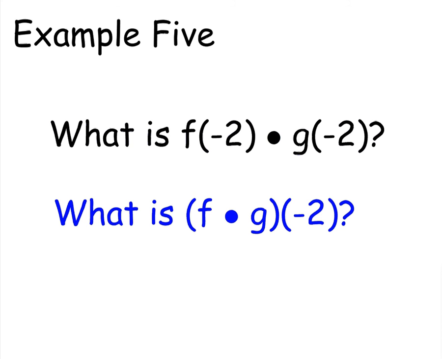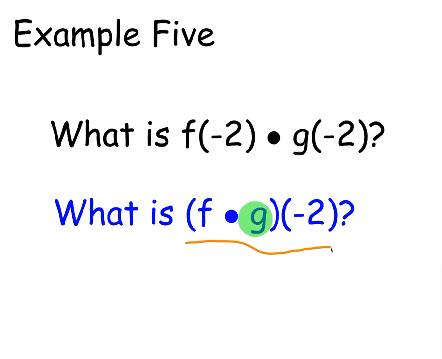Okay, let's move on to multiplication. We have f of negative 2 times g of negative 2. Now again, there is another way to notate that, and that's by putting f times g of negative 2. It means the same thing as f of negative 2 times g of negative 2. It looks weird, you're just going to have to get used to it.